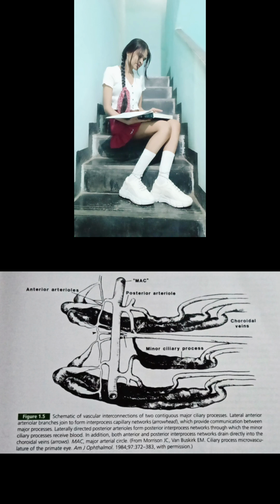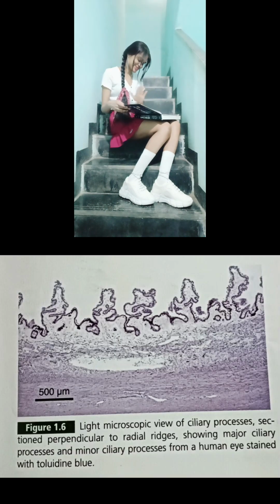And then we can see here the minor ciliary process receiving the blood supply from the posterior ciliary process arteriole. We can also see the choroidal veins here, posterior. So this is the anterior side, this is the posterior side. Figure 1.6, light microscopic view of ciliary processes, section perpendicular to radial ridges, showing major ciliary processes and minor ciliary processes from a human eye stained with toluidine blue.